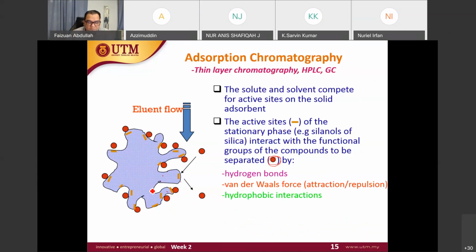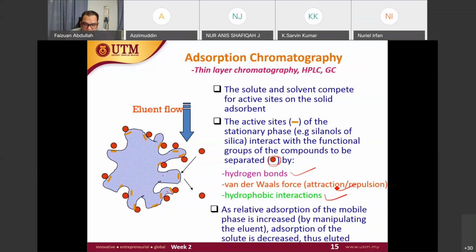by hydrogen bonds, van der Waals force, or hydrophobic interaction. So it's not a permanent attachment, not a forever attachment there. It can be released out again. As the relative adsorption of the mobile phase is increased by manipulating the eluent, the adsorption of the solute is decreased, thus eluted. Remember what is eluent? The mobile phase. This step is where you want to release back the solute or the analyte from the stationary phase.